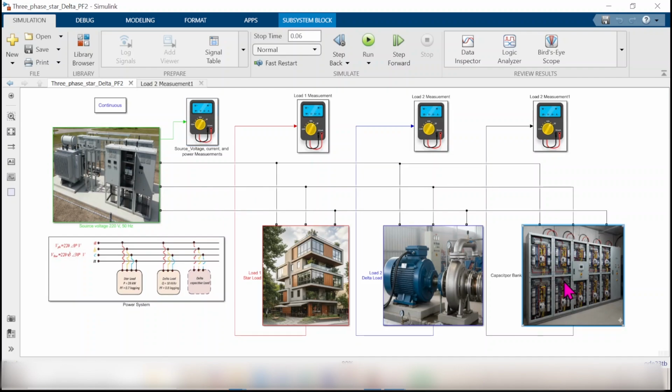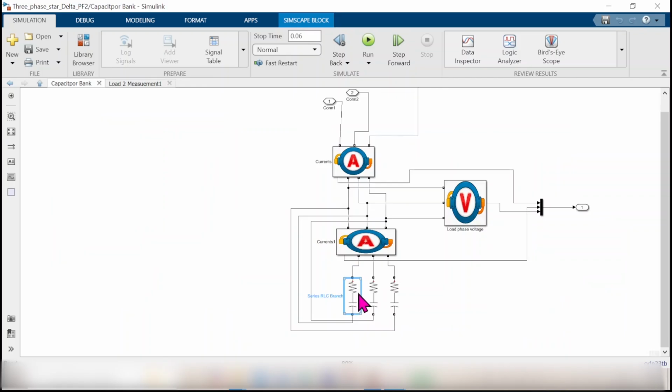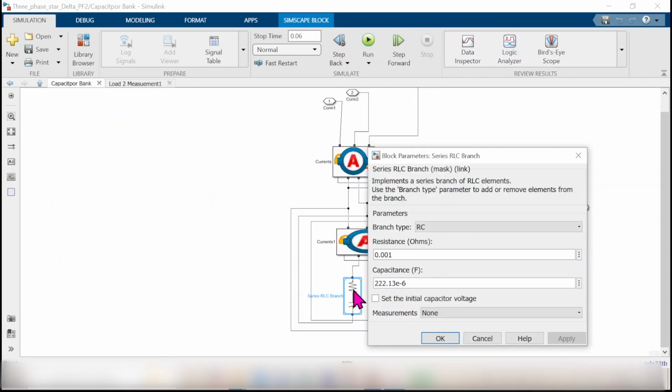We are going to repeat our simulation, but instead of using the capacitor bank load, we are going to use a branch. So we are going to click here. For example, we have an RC circuit now. I'm going to put here 0.0001 ohms. That one is the internal resistance.